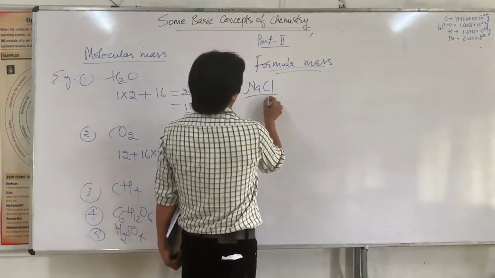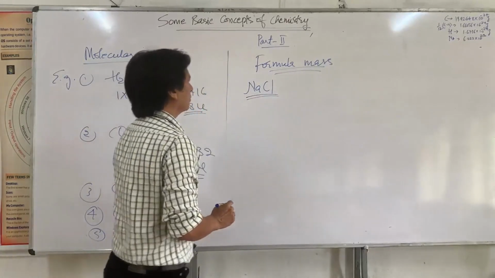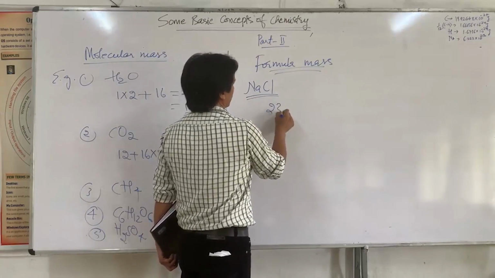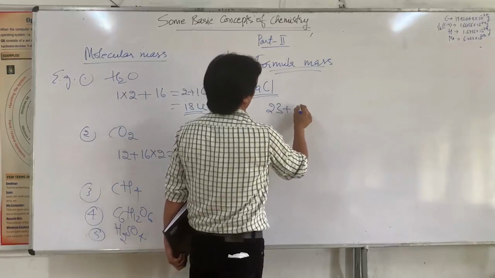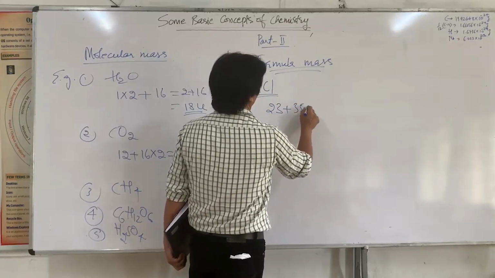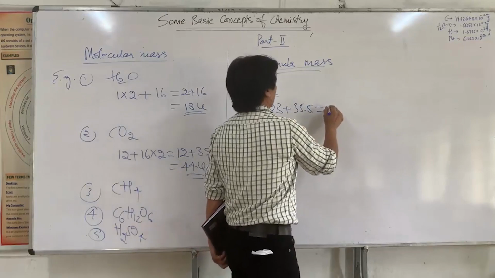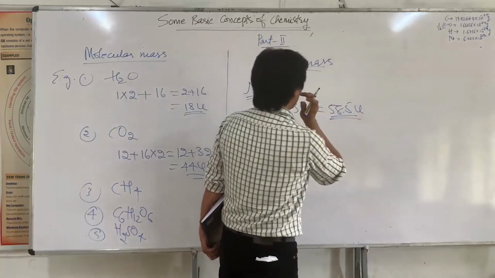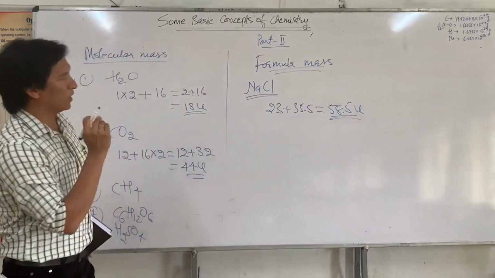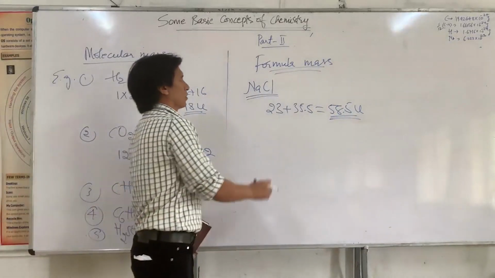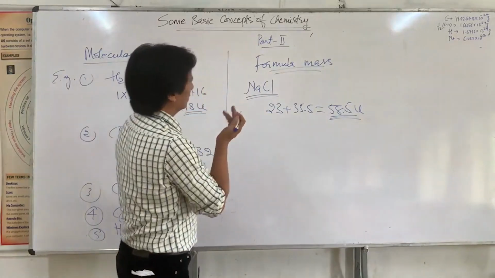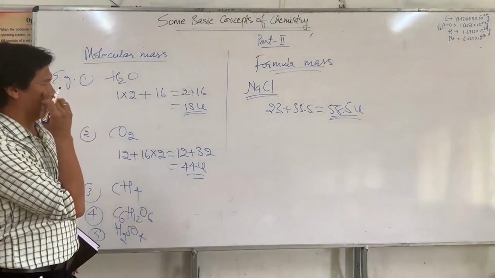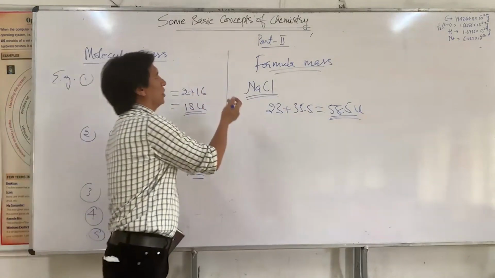Now, if you have to find the formula mass of sodium chloride, we know that the atomic mass of sodium is 23 and that of chlorine is 35.5. Add up these two, and you get 58.5. Put u here. So this is the formula mass of sodium chloride. Likewise, you can find the formula mass of many other ionic compounds.